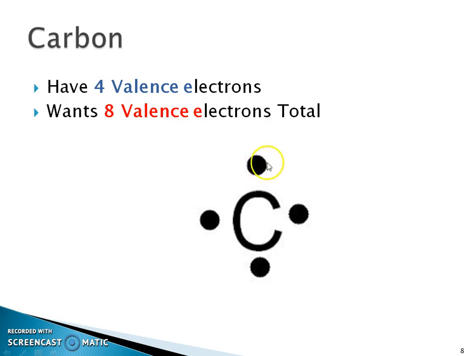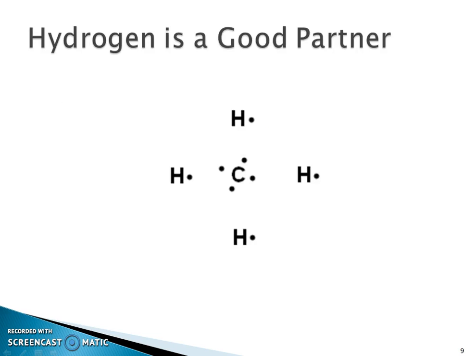And what's so special about carbon? Well, it has 4 valence electrons because it is in group 14 on your periodic table. But just like every other element, it wants 8 valence electrons to be happy. Well, hydrogen's the perfect partner for this. Hydrogen has 1 valence electron. It only needs 2, so it's going to bond here.